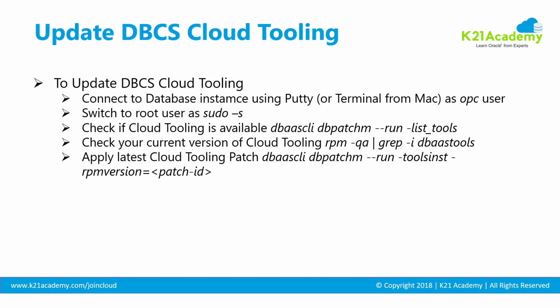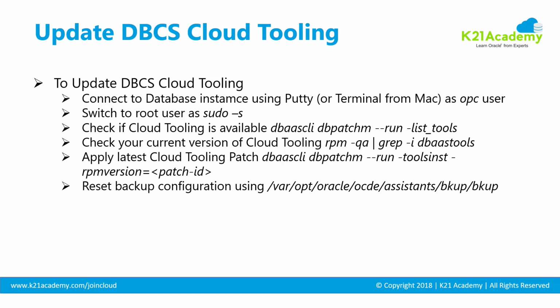Once you know what version is installed and what's available from the previous command, then you can apply the latest cloud tooling using the DBaaS CLI command and within that the dbpatchm subcommand, and then you say --run and then tools inst, which means you're installing the tool. And then rpm version is equal to the patch ID that you received from the first command, which was list tools. And finally, once it's upgraded, what it's going to do is download the latest RPM or packages from Oracle Public Cloud and then install it on your account on the database cloud service.